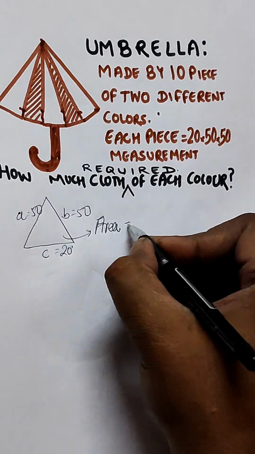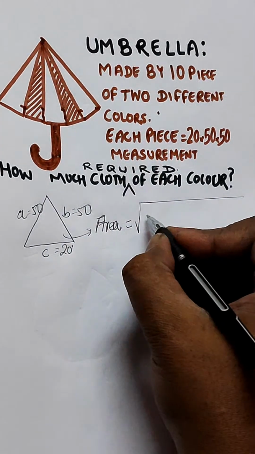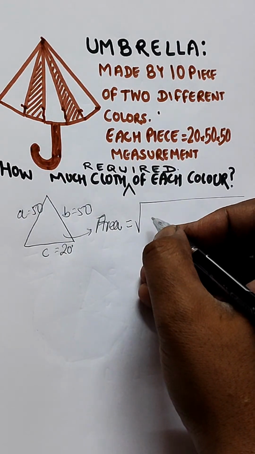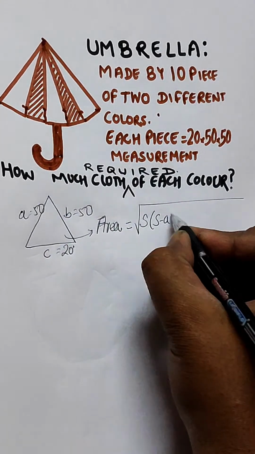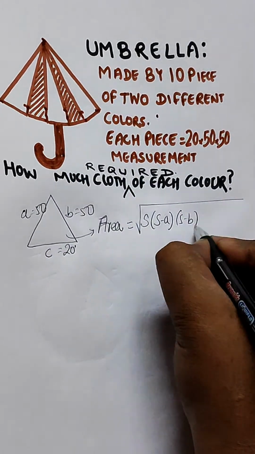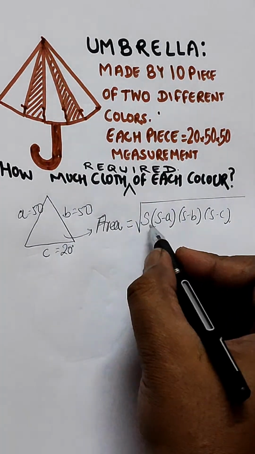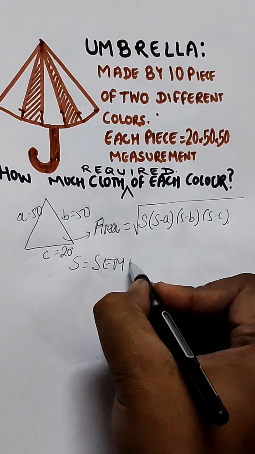area is calculated as root over of, what is the formula, tell me? You can put it into the comment box. It's root over of S into S minus A, then S minus B, then S minus C, isn't it? Where S is the semi-perimeter.